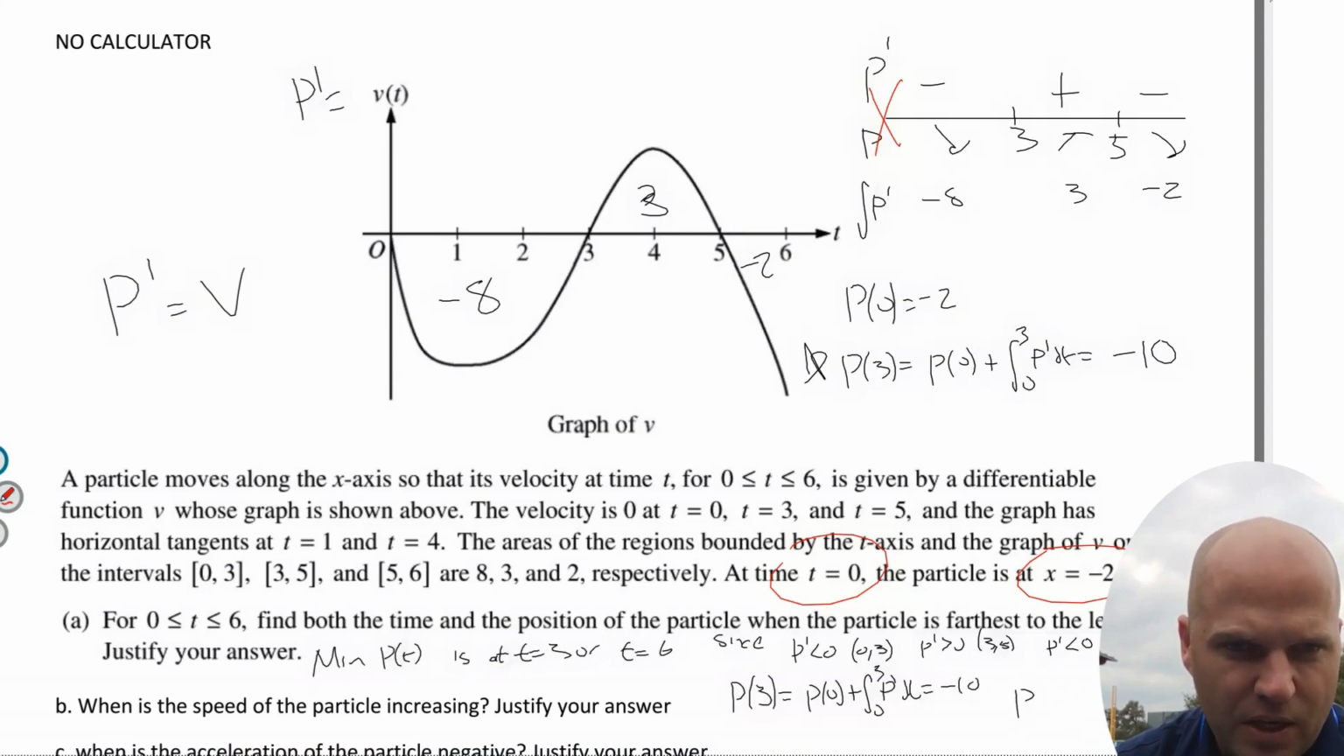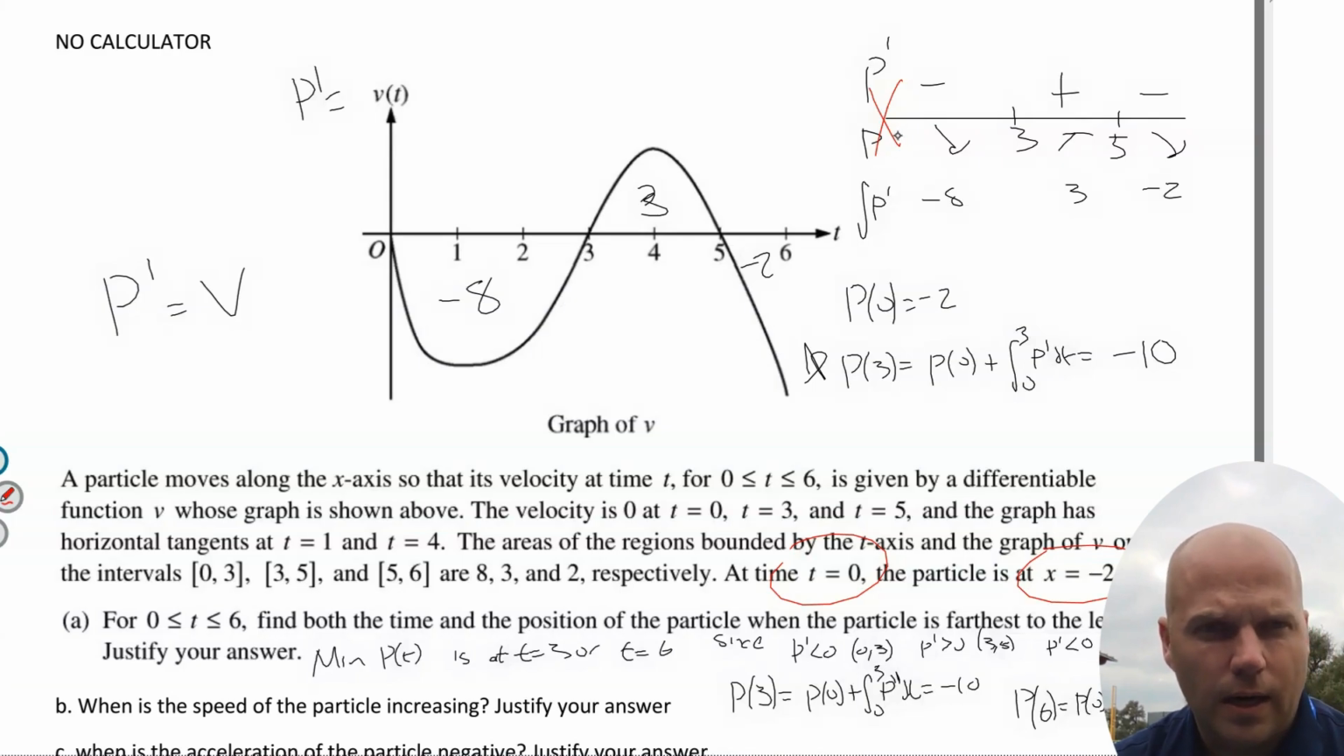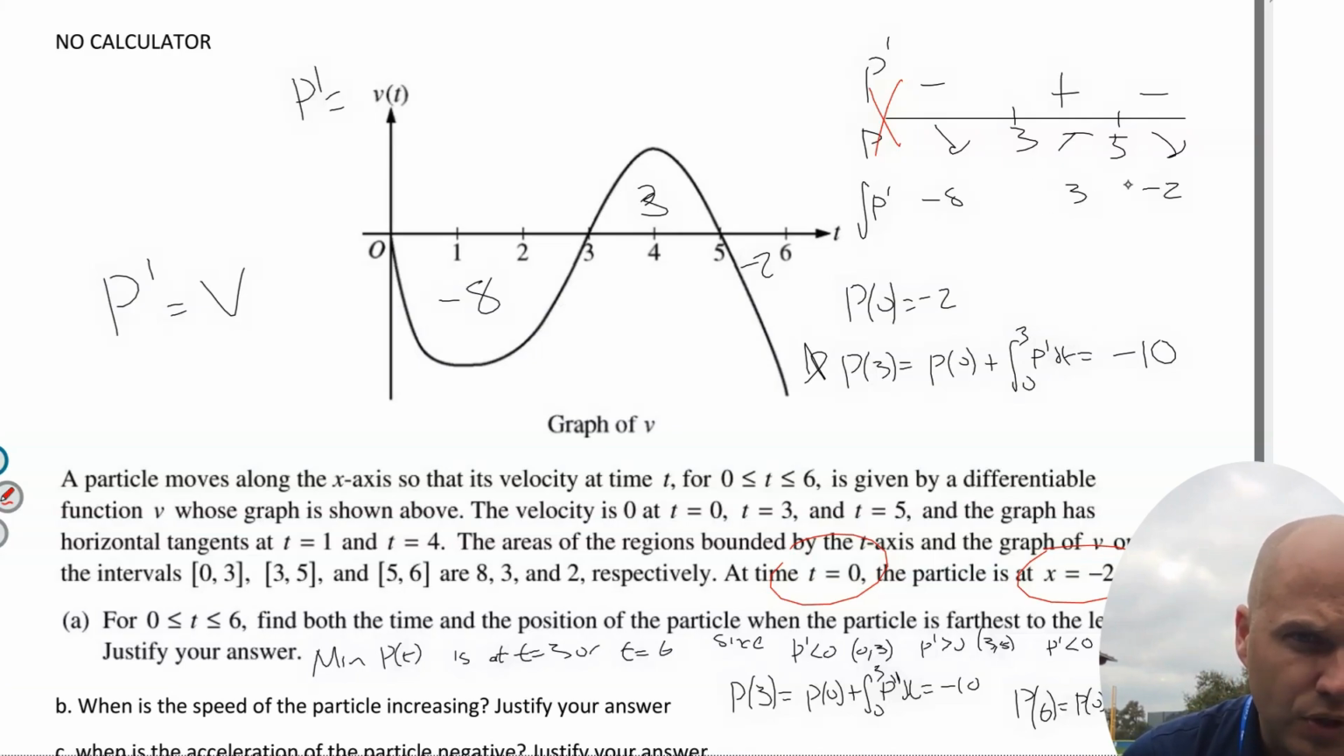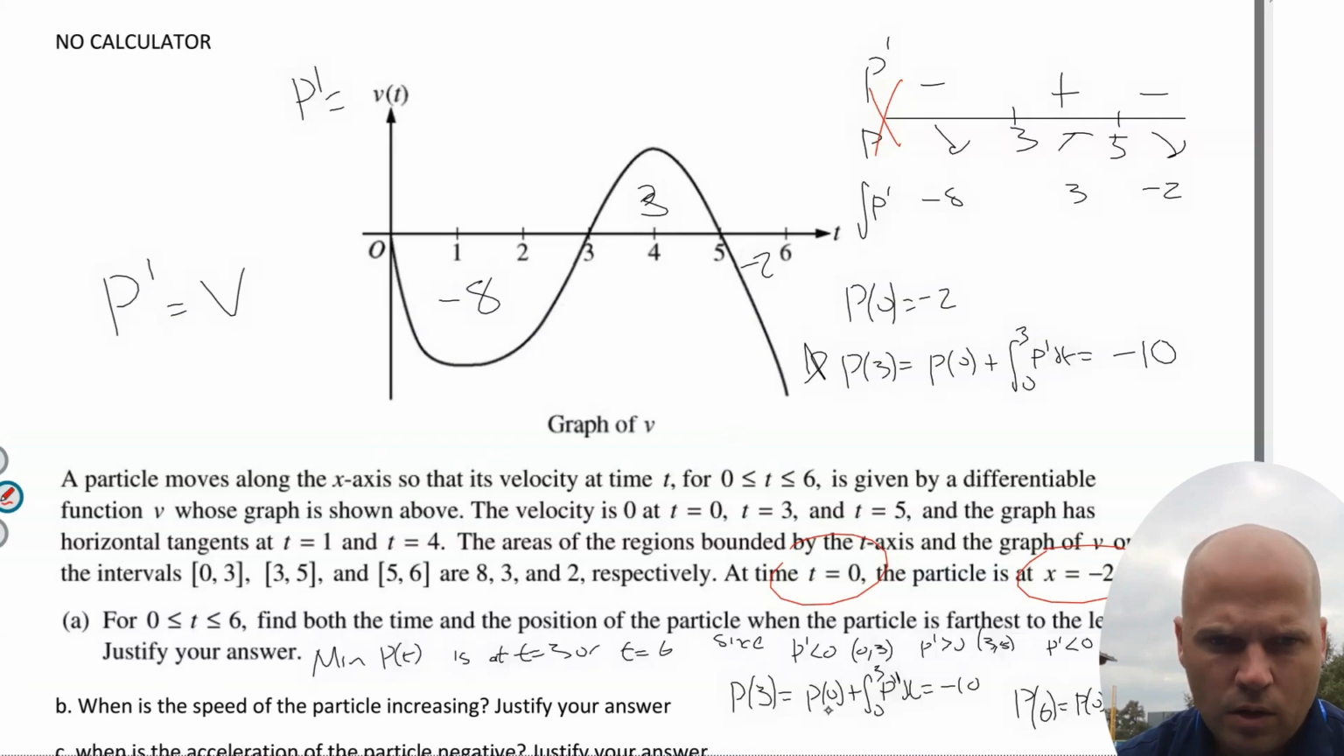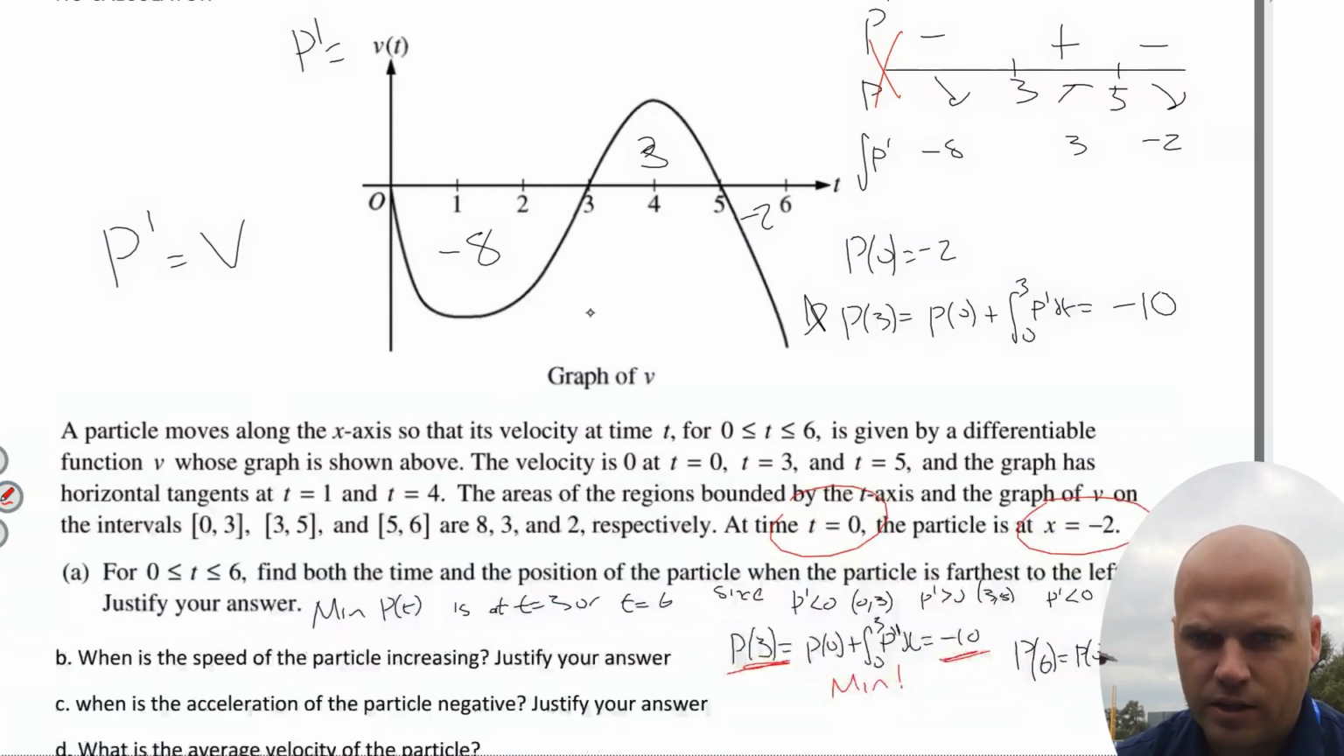And you have to find p of 6. Now you can do whatever you want. I can just say it's p of 0 plus the integral from 0 to 6 of p prime. Or I got negative 2, which is negative 10. And then plus 3 is negative 7, and minus 2 is negative 9. Therefore, p of 3, which equals negative 10, is the min, because I checked my candidates.